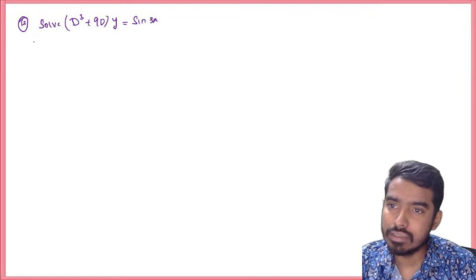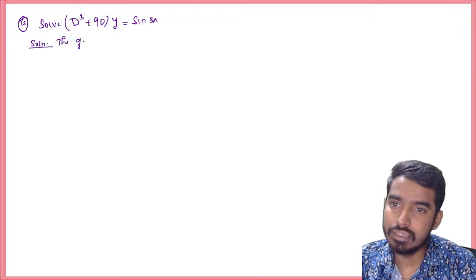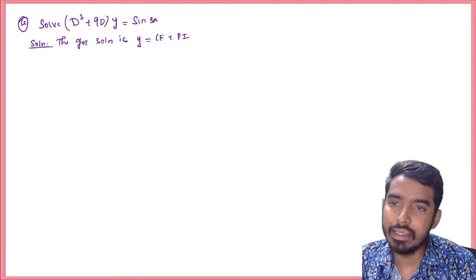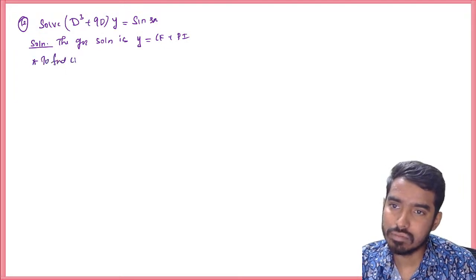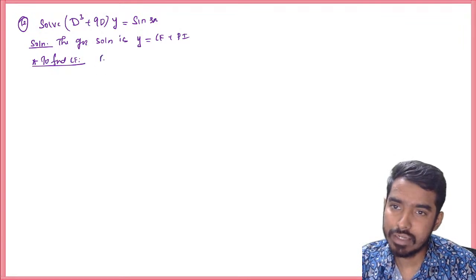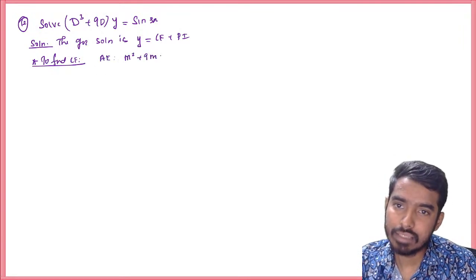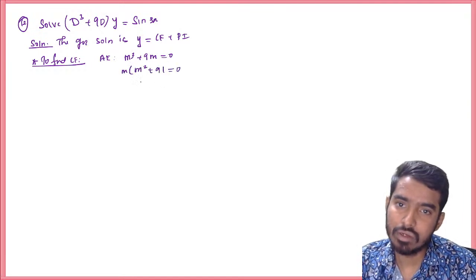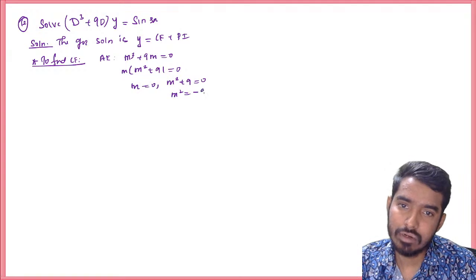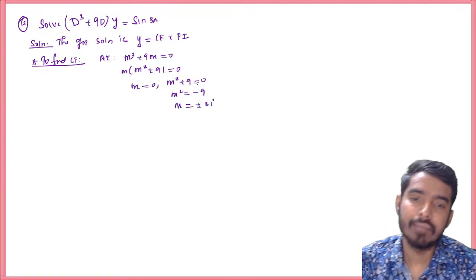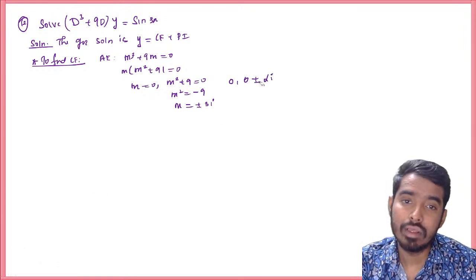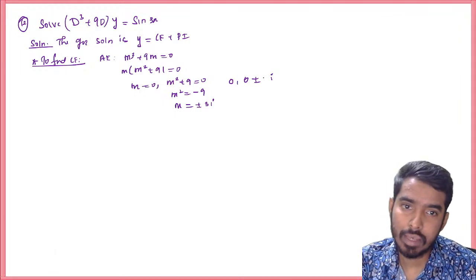Okay, so the solution. The general solution is given by y is equal to CF plus PI. Now we'll find CF. To find CF, the auxiliary equation is m cube plus 9m is equal to 0. If we take m outside, you will have m square plus 9 is equal to 0. So m is equal to 0 and m square plus 9 is 0, meaning m square is equal to minus 9, so m is equal to plus or minus 3i. So we have 0 as one distinct root and one pair of complex roots, right?